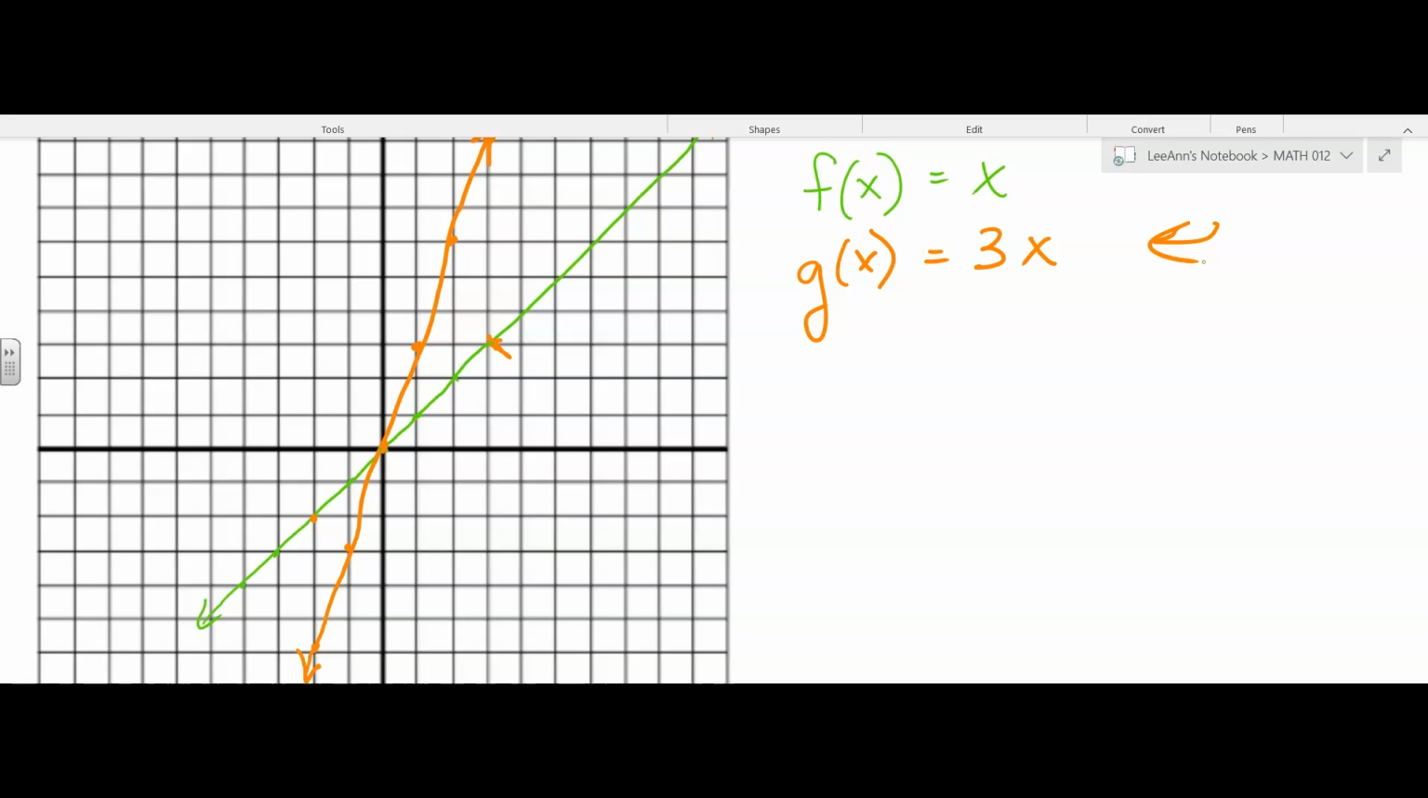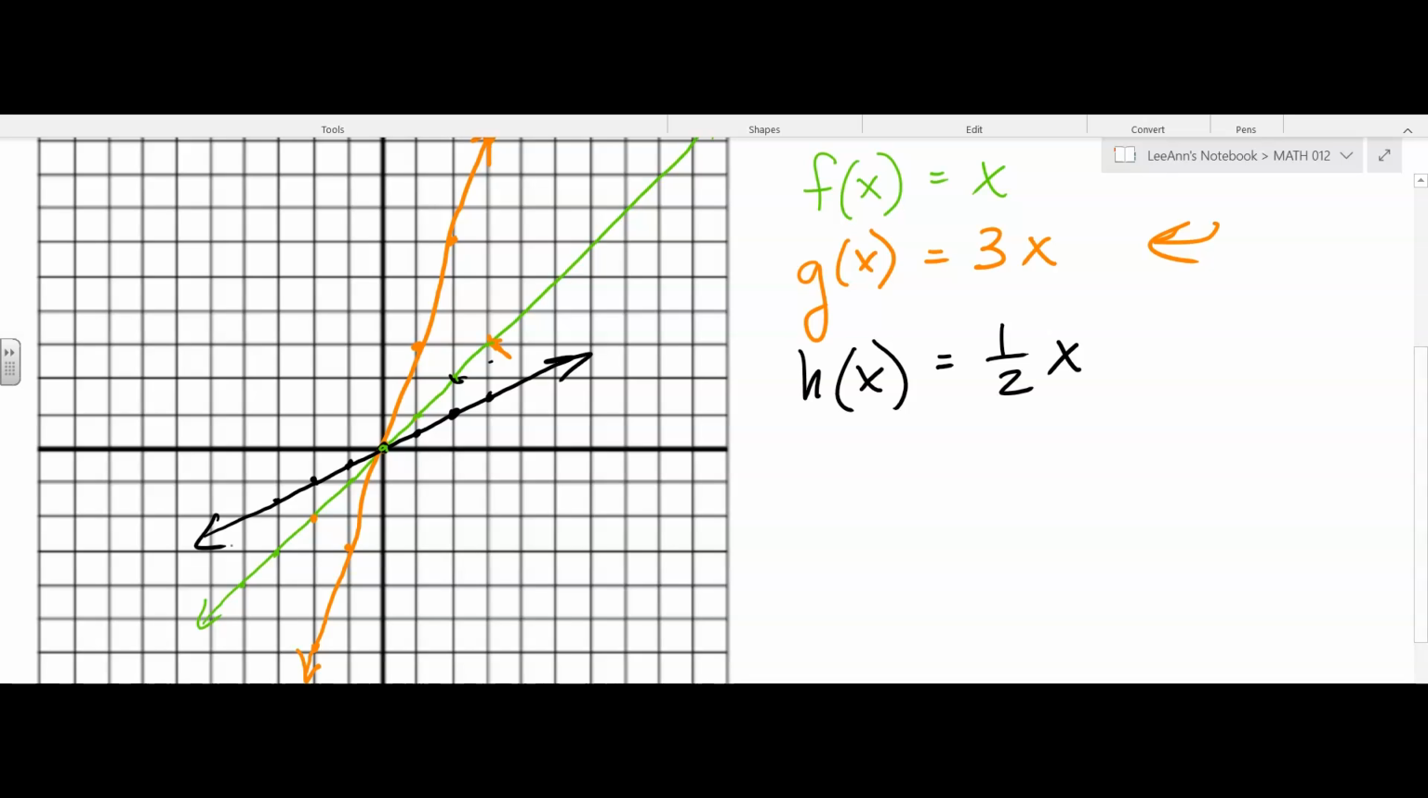Okay, so now let's look at a compression. Let's have h of x, and let's say it's 1/2 x. So what's happening is where I used to have a 1, now I'd only go up a half. Where I used to have an output of 2, I would only go up 1. Where I used to have an output of 3, I would only go up 1.5. And then I'd still go through 0, 0, and then I'd have a negative 1/2, a negative 1, and a negative 1.5. So I get a line going like this, and that represents a vertical compression.